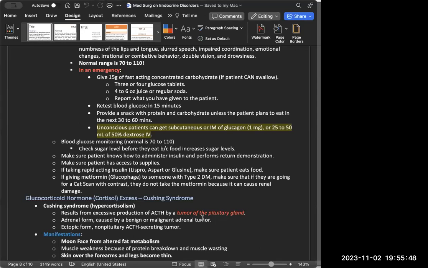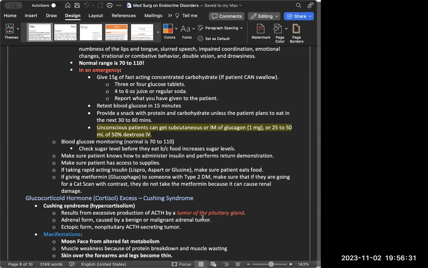So if the tablet or the juice works and that ends the glycemic crisis and they're not dysphagic or anything, fine. But if they're unconscious and they can't take that, okay? If they can't take the sugar, they can't take the juice, they can't take a carbohydrate snack, what we're going to do is give them a subcutaneous or IM injection of glucagon, 1 milligram, or 25 to 50 ml of 50% dextrose IV. But usually it's that IM glucagon that you give in one of those subcutaneous spots to help increase that blood sugar if they're unconscious.